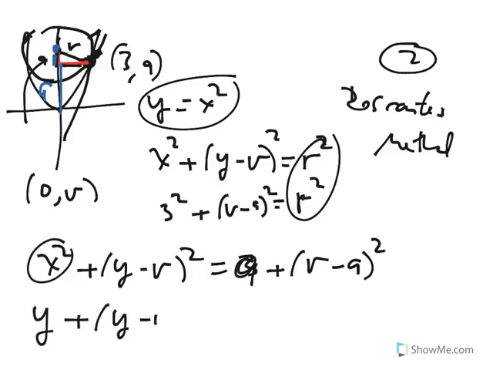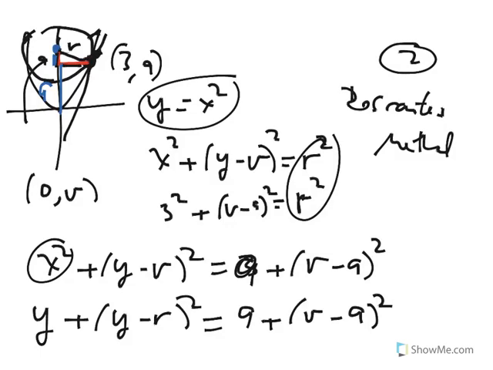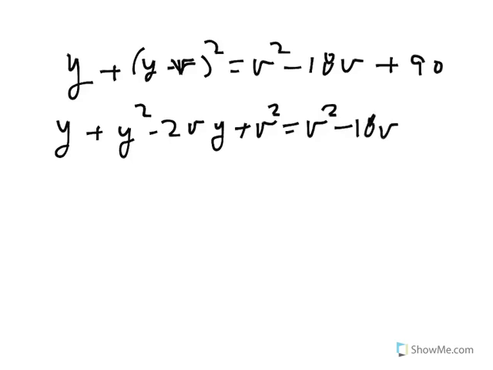So now I have y plus y minus r squared equals 9 plus v minus 9 squared. This is going to simplify to, I'll do these steps. 81 plus 9 is 90. I just realized that this was a v. Makes this a v also. So I get y plus y squared minus 2vy plus v squared is v squared minus 18v plus 90.